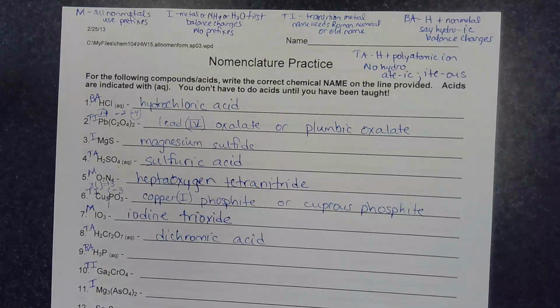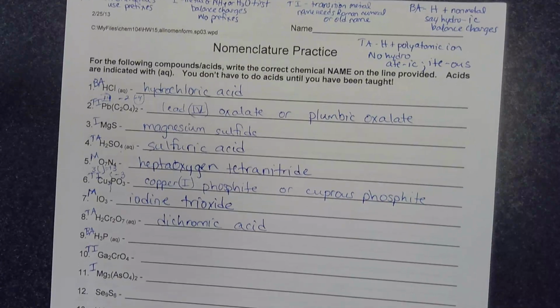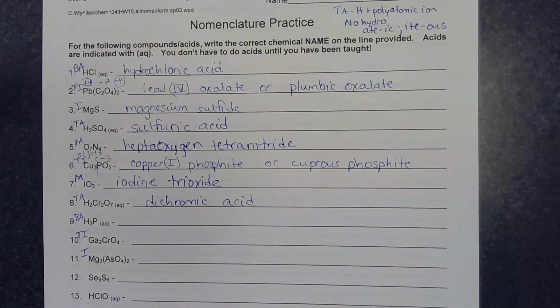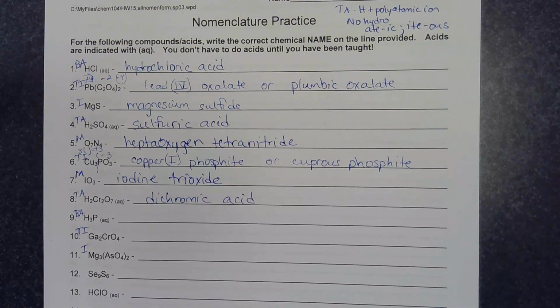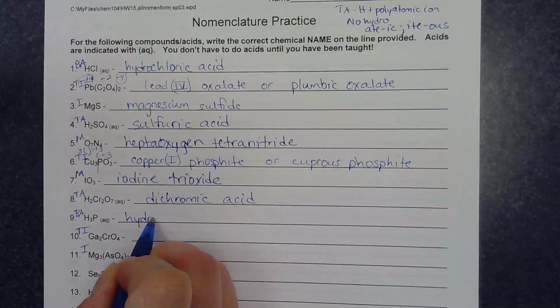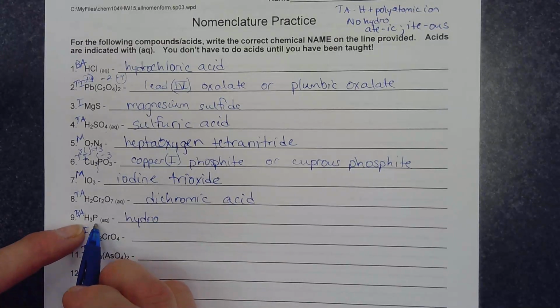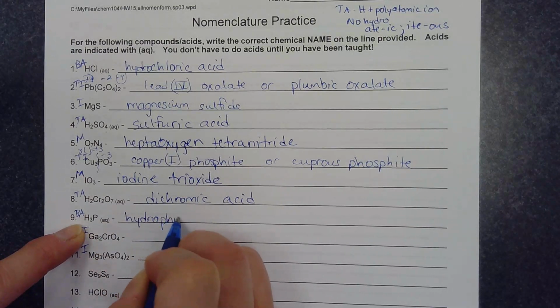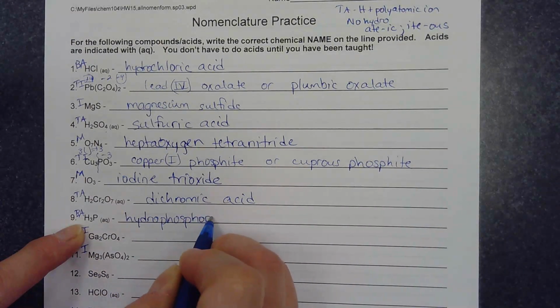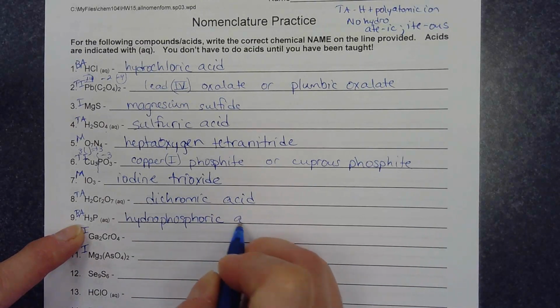All right. We also have another acid, but is it a binary or tertiary? It's binary. So what do we say? Hydro. The fact that it's binary, we do say hydro. And phosphorus or phosphide changes to? It's actually phosphoric. If you put phosphic, I would count it correct. But it's hydrophosphoric. Hydrophosphoric acid.